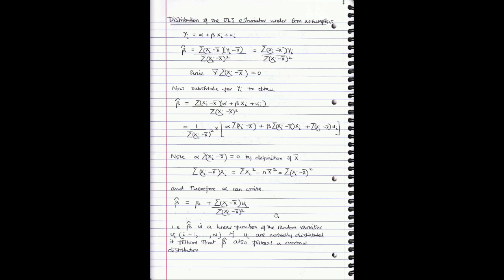And we know that for a normal distribution, it's characterized by two key parameters, its mean and its variance. And so what I need to do to determine its distribution is find the mean and the variance. And that's where the Gauss-Markov assumptions start to come in. So first of all, let's concentrate on the mean.